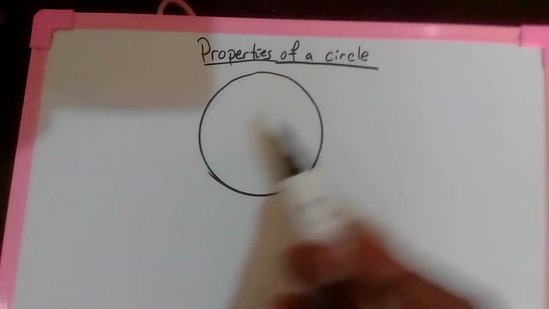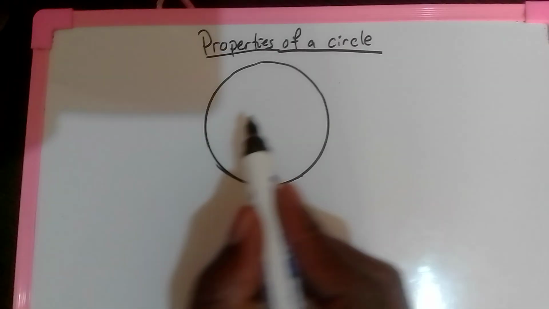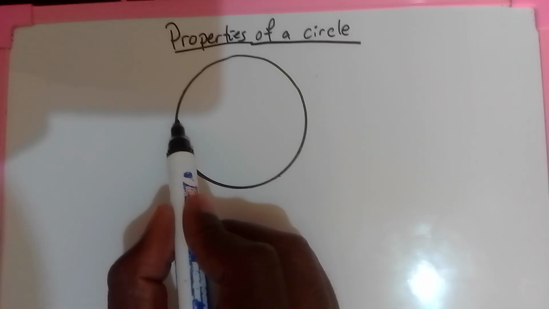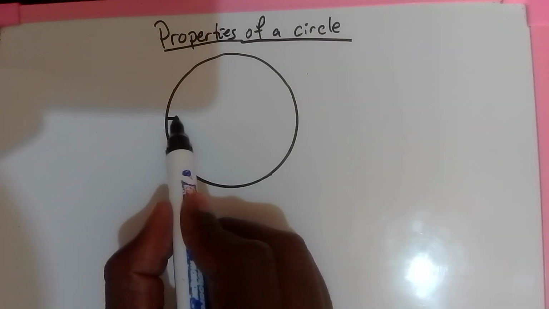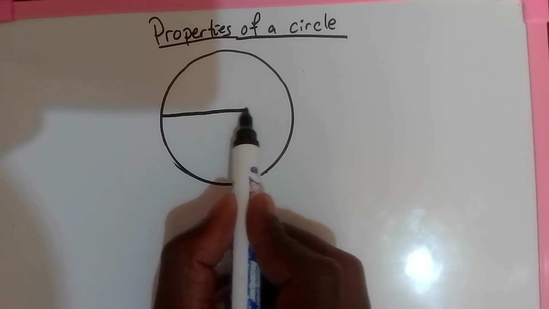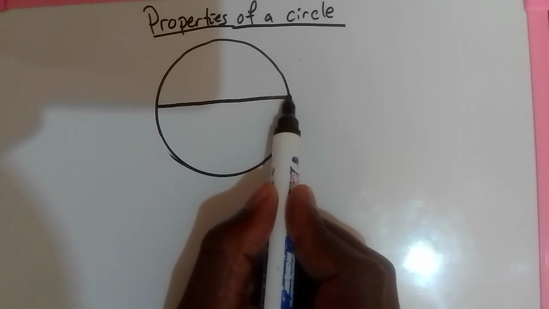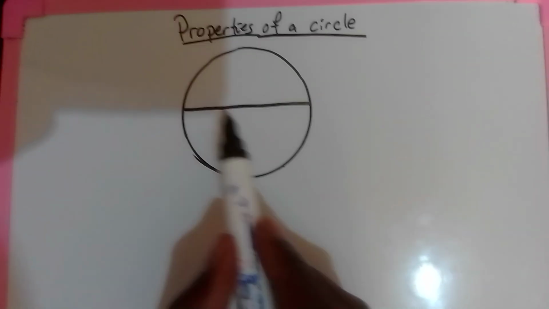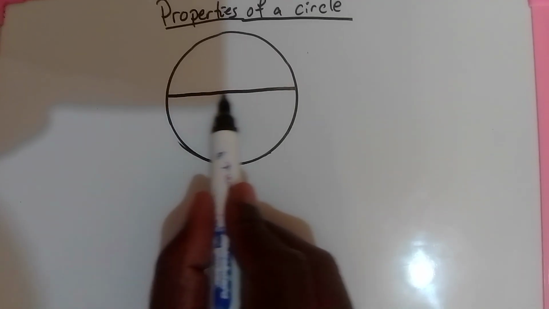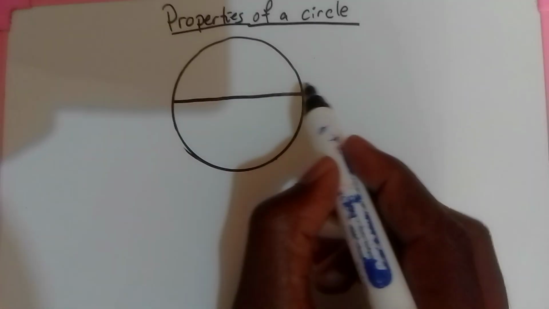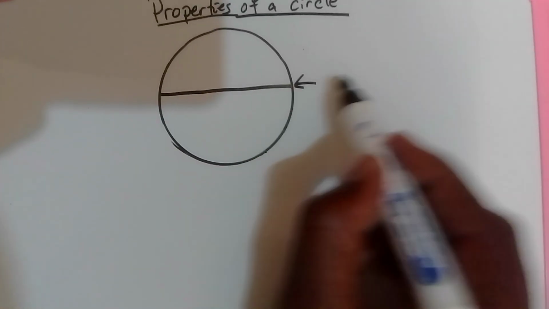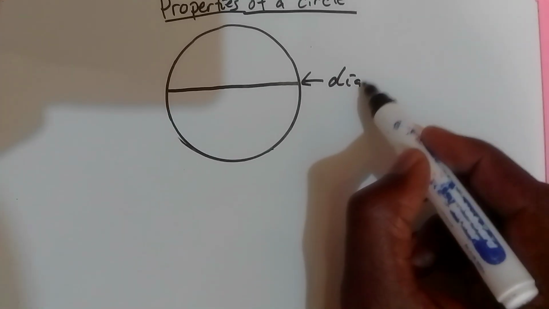So I'm going to start with the usual that you learned from primary, that if there is a line that is coming from one end of the circumference to the other end of the circumference, and it is passing through the center, this line which I just drew, this is what we know as a what? This is what is known as a diameter.